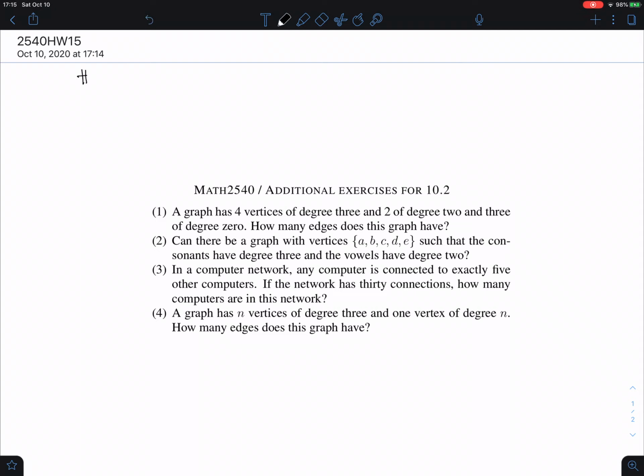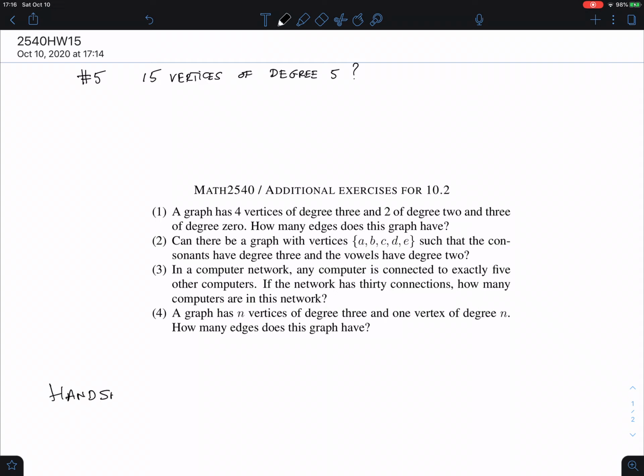So number 5 from the textbook: can a simple graph exist with 15 vertices of degree 5? And the question is, can it exist? How do we find this out? I hope we will see the same issue come up in the additional questions. We need the handshake theorem.